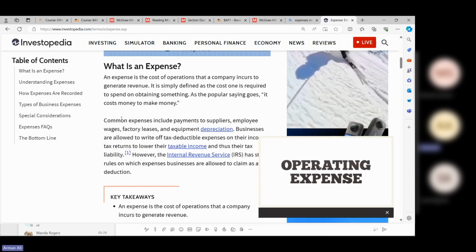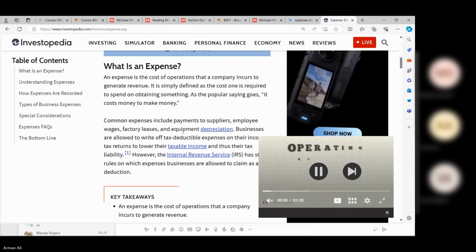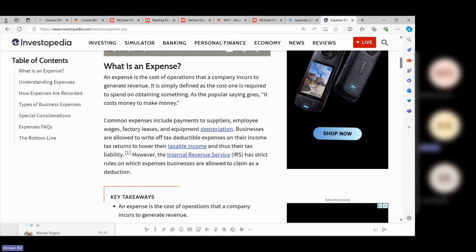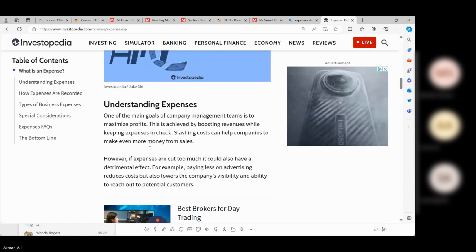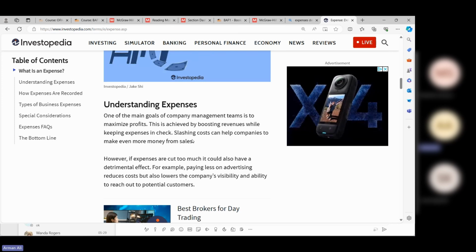And we can best understand it with examples. Common expenses include payments to employee wages, factory leases. Payment to supplier is not really an expense. This is wrong. Employee wages, factory leases, yes. Equipment depreciation, businesses are allowed to write off tax-deductible expenses. These are all expenses. This is fairly good. So you can read more about expenses over here.